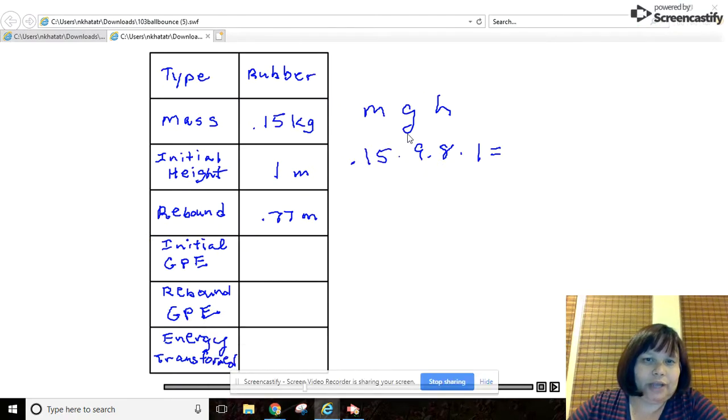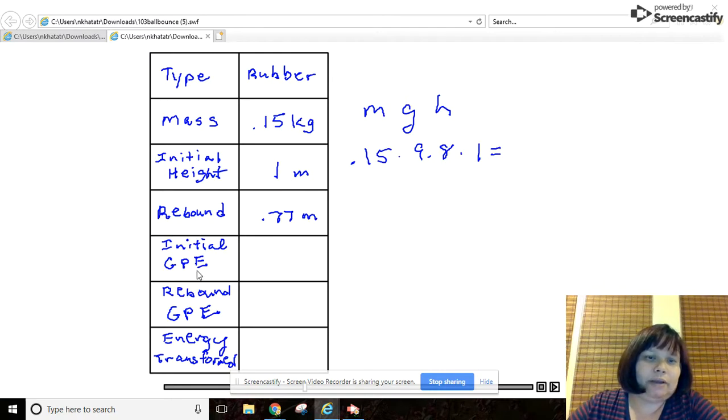In the video that was created for you, this was by the course author, Ms. Janet Hearn. She set up the data table that looks similar to what you have, not identical, but similar. She called a ball, there's just the general rubber ball, and here were the initial measurements that were taken: the mass was 0.15 kilograms, initial height is 1 meter, and then the rebound measurement was 0.77 meters.